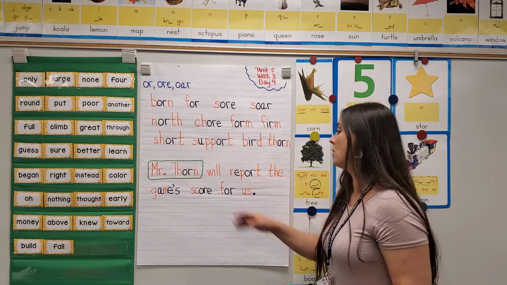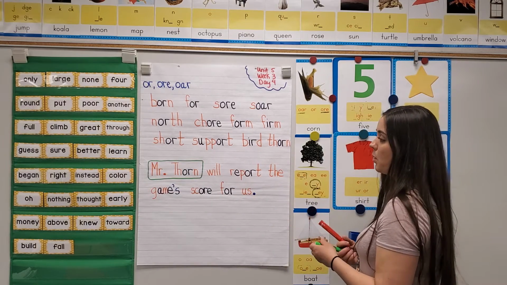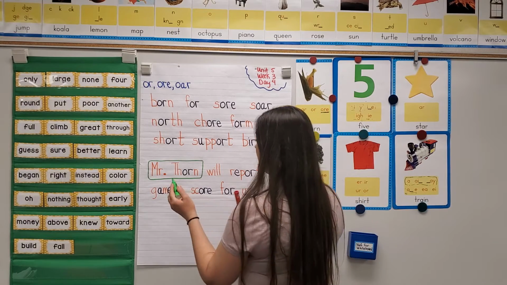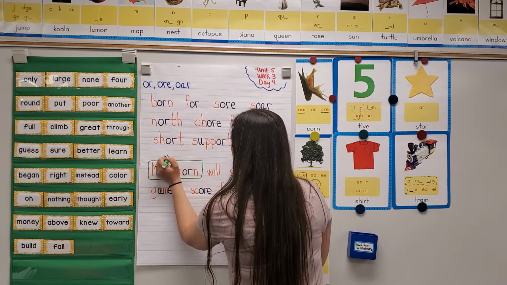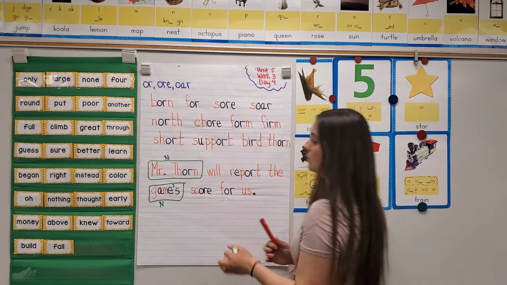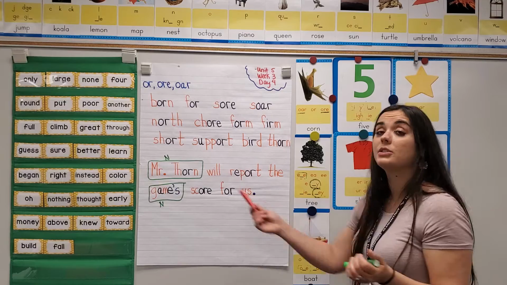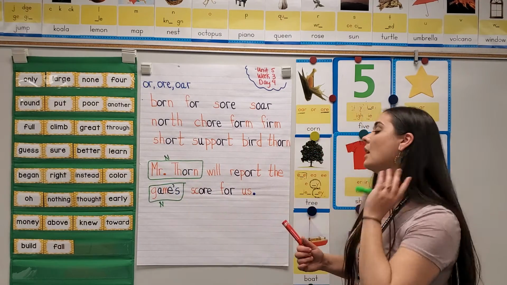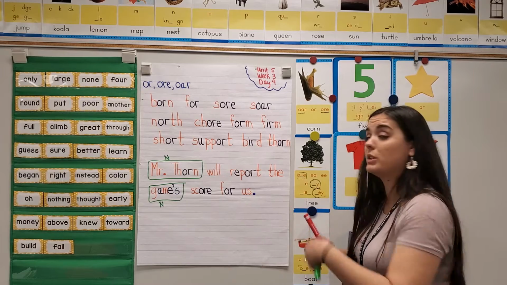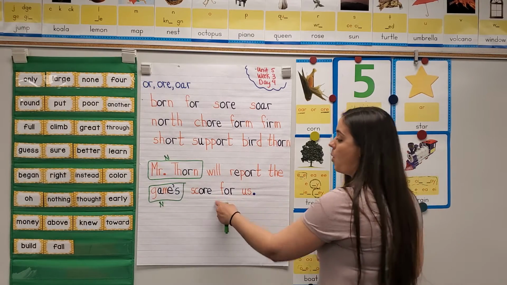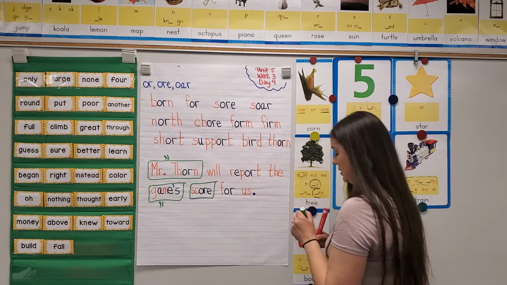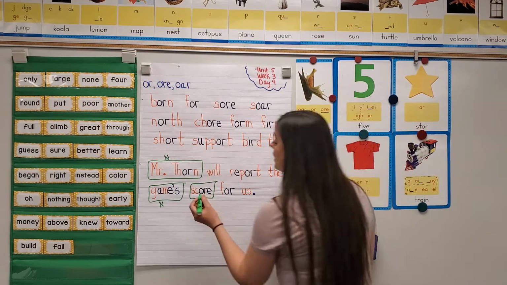So Mr. Thorn will report the game's score. So, oopsie. All right, so these will be nouns. My bad. Game is also a noun. That's what the N stands for right here. Because game is a thing. It's a place that maybe you could go to. I'm going to the game. Score is also a noun. And again, it's not a noun that you can touch, but it is a noun.